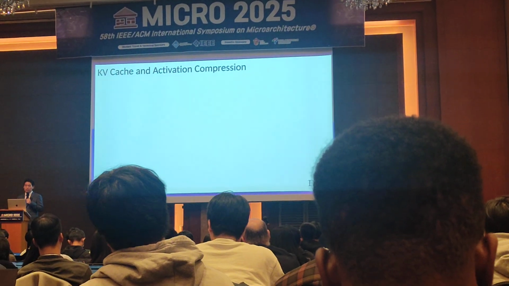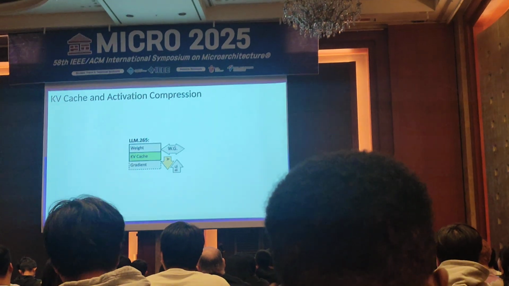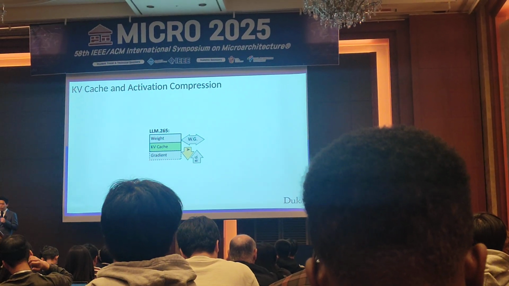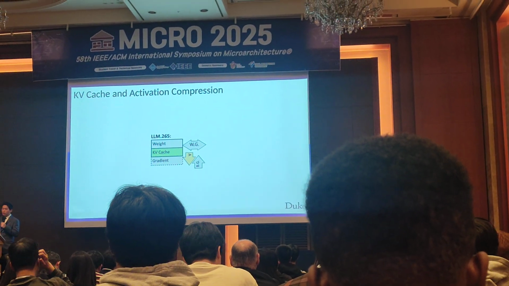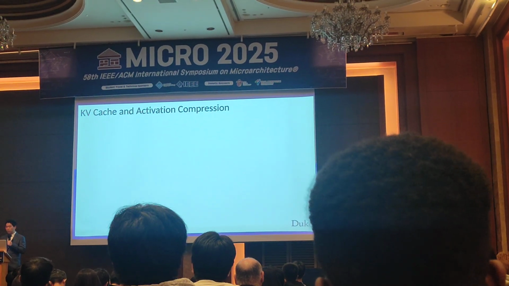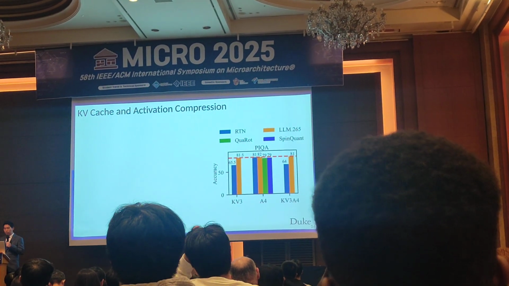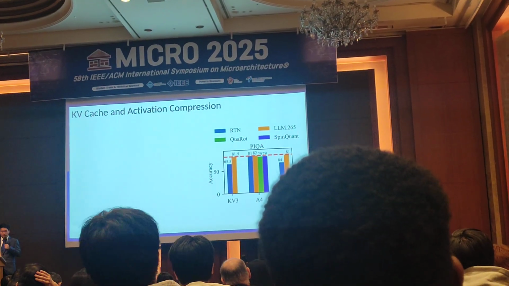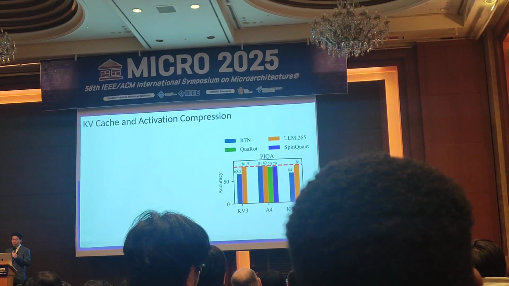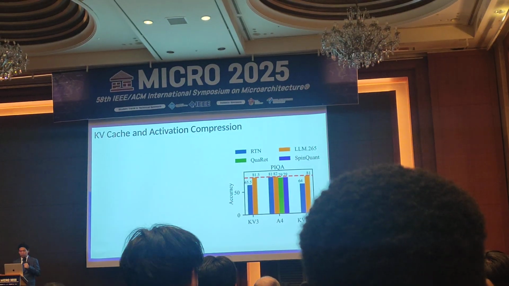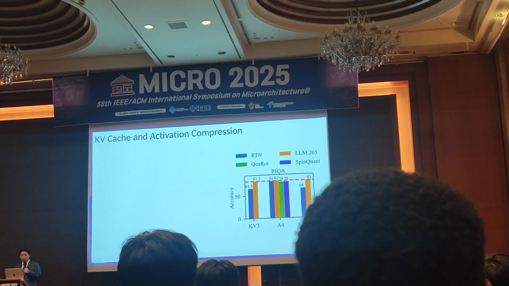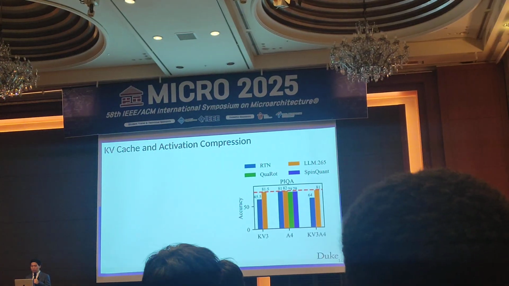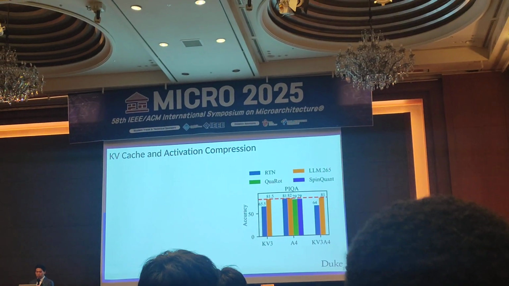So we have talked about compressing the weights. How about compressing the activation and the KV cache? It turns out that our video codec achieves state-of-the-art information efficiency for KV cache and activation compression. We have compared our approach with other state-of-the-art schemes such as QuaRot, SpinQuant, and round-to-nearest in the figure at the right side of the page. From this figure, it shows that our method achieves the best accuracy among all these existing works.